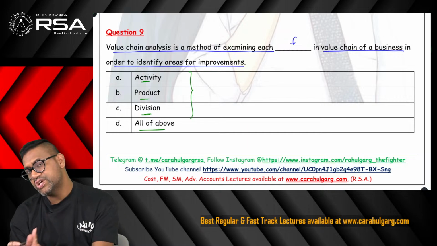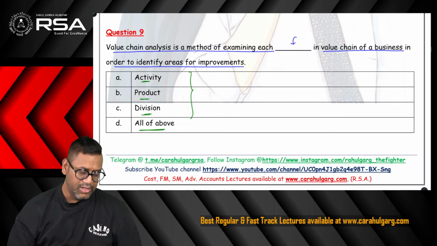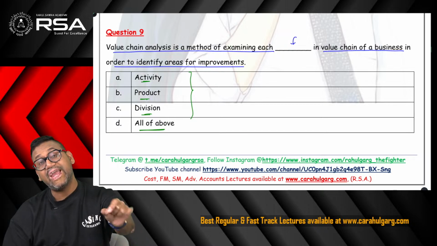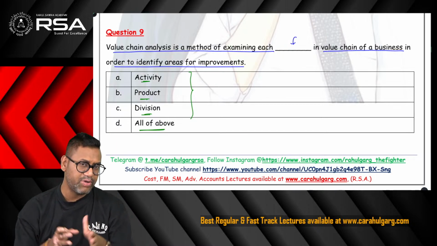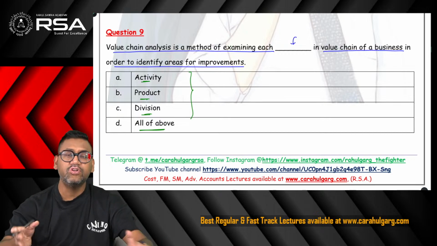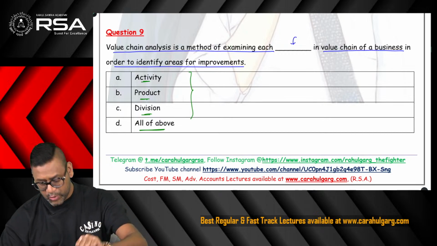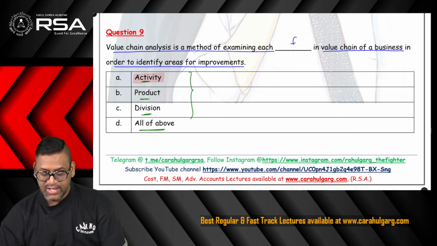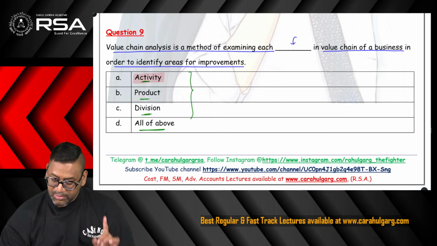What does the value chain analysis do? Michael Porter said that under the value chain analysis, we will be analyzing each and every activity of the business so as to further bifurcate into the value added and the non-value added, so as to remove the non-value adding ones. So the correct answer is activity. The correct answer is activity, not D but A, ji.